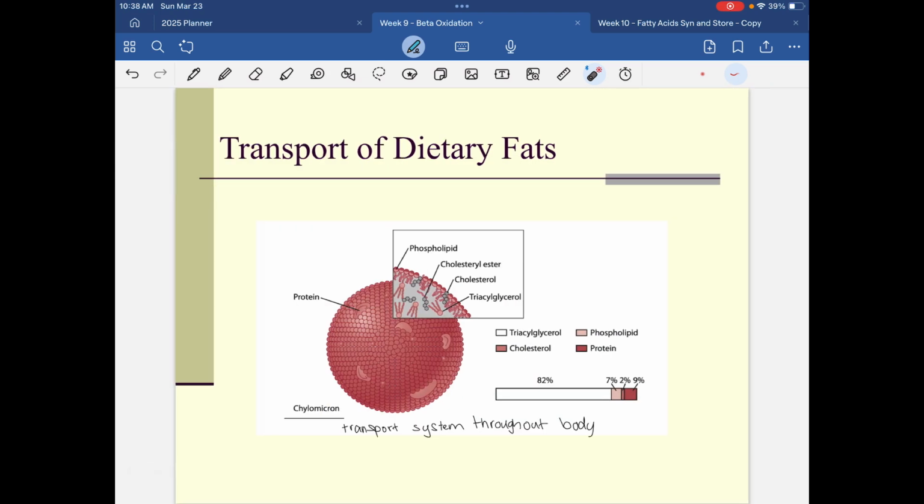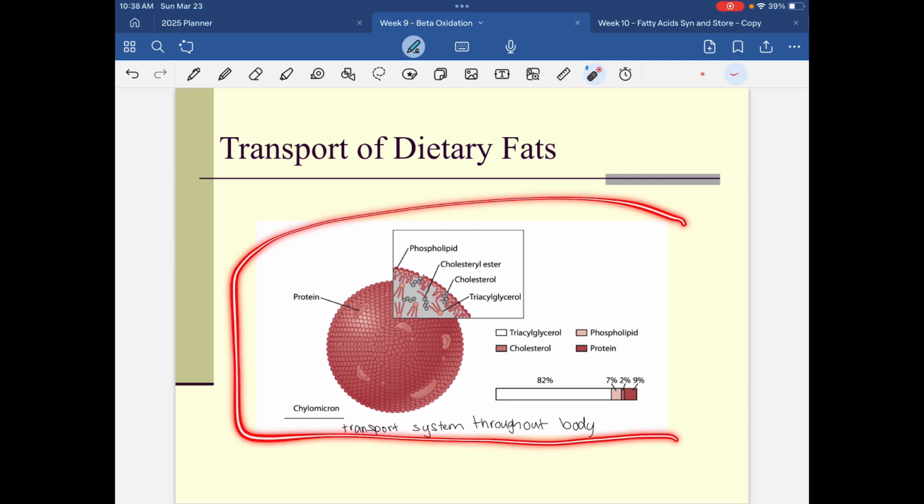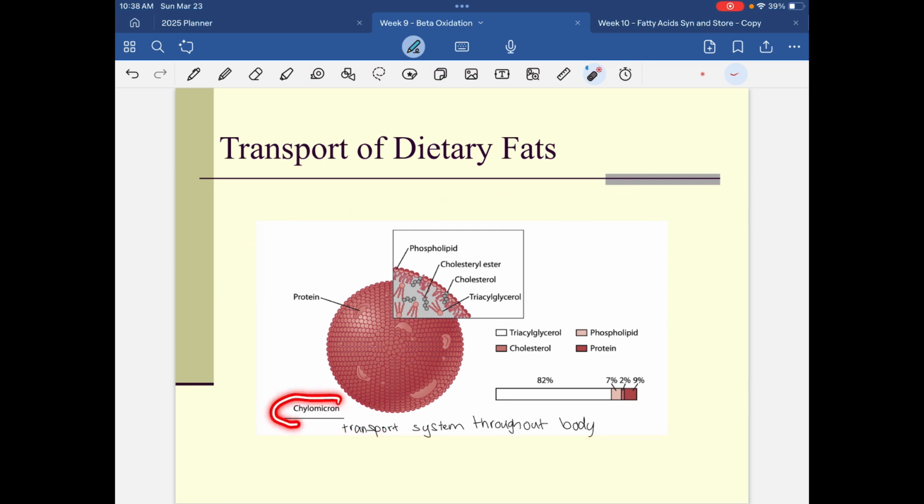Remember that when we take in dietary fats, we're going to package them in a little bus called a chylomicron. And that chylomicron will take those fats wherever they need to go throughout our body. We have other types of lipid packaging systems. Remember LDLs, HDLs. Those are more for our endogenous fats, depending on their size. But when it comes to dietary fats, we talk about chylomicrons.